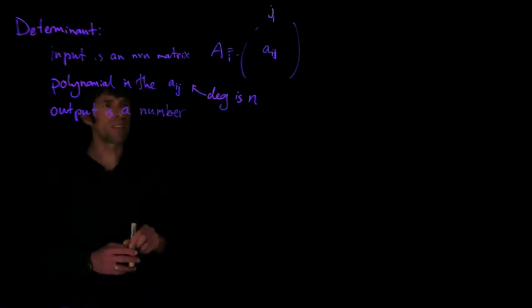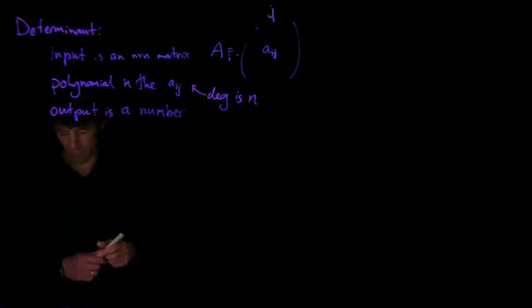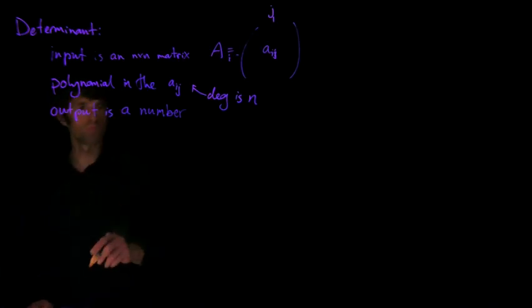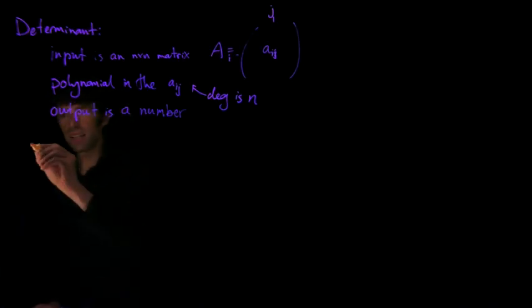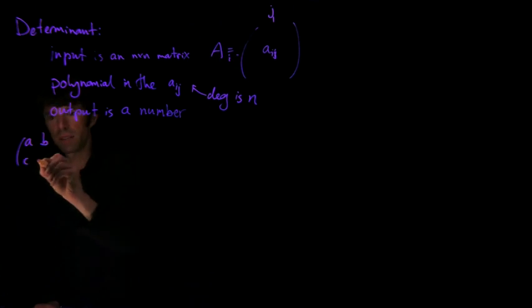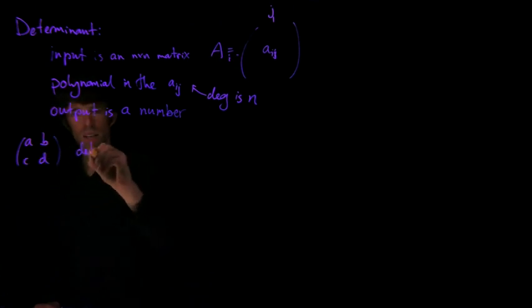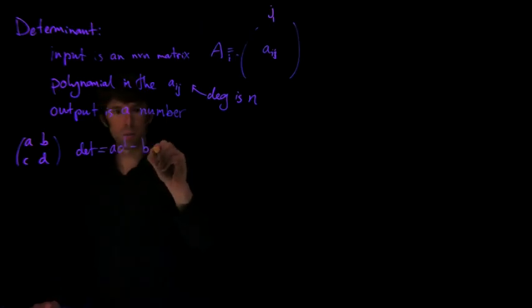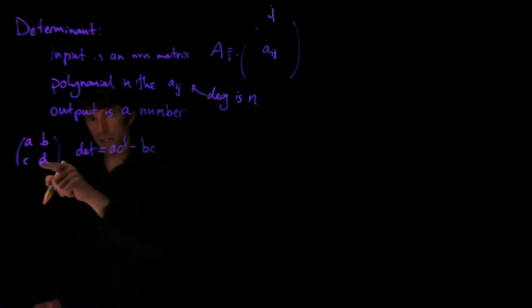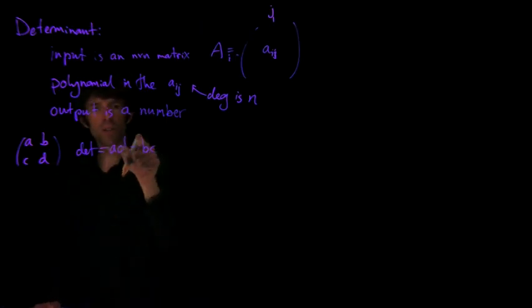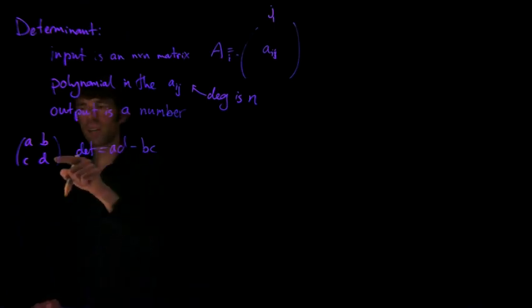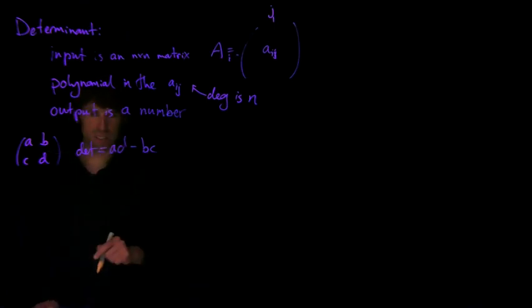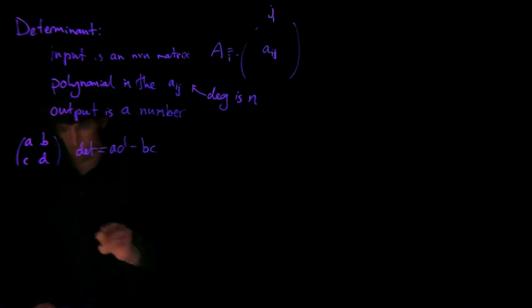But the good news is if you can manage to evaluate this and get this number, it tells you a lot about the matrix. The example was when we were looking at A, B, C, D. Then the determinant was equal to AD minus BC. So here, this is a 2 by 2 matrix, so we have a degree 2 polynomial function of the entries.